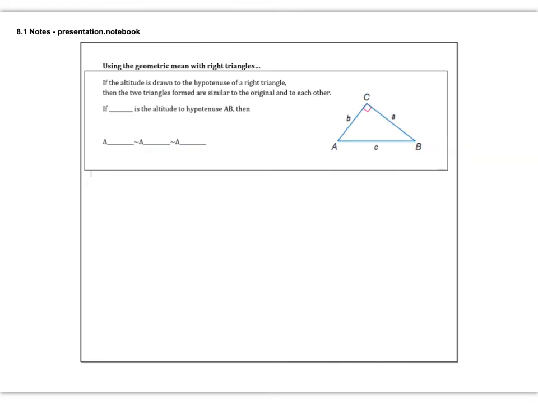If the altitude is drawn to the hypotenuse of a right triangle, then the two triangles formed are similar to the original and to each other. Imagine dropping down an altitude right here. Let's call this point D, capital D. What happens when I draw in that altitude, or that height, is it splits that original triangle into two smaller triangles. If you can imagine, this would be a right angle. If I take that small triangle on the left and I redraw it, it would go something kind of like this, ADC.